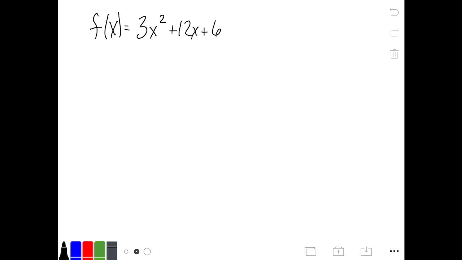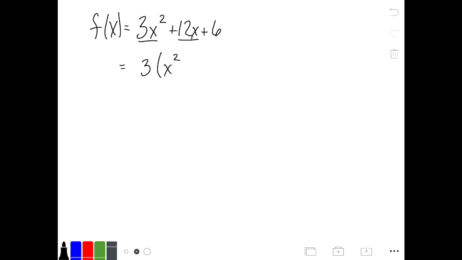All right, so there's my problem. I'm going to do the same concept here that I did on the last problem. You guys can look at the x terms, and you notice that they both have a factor of 3. So I'm going to factor that out in order to make it so that I can complete the square. 3 times x squared is 3x squared.